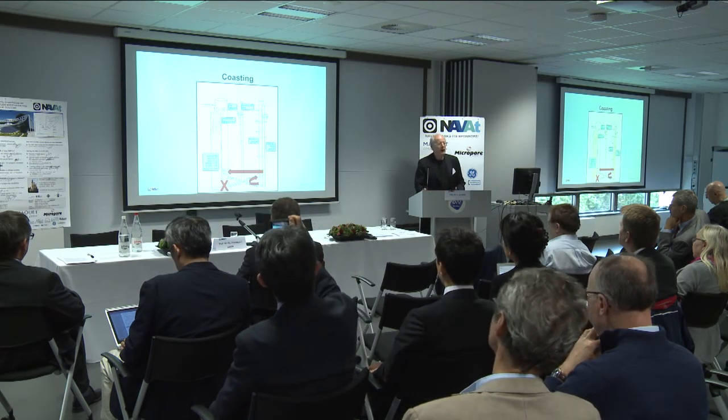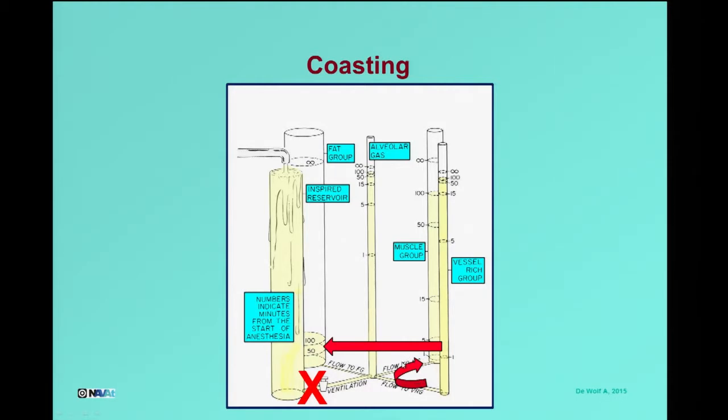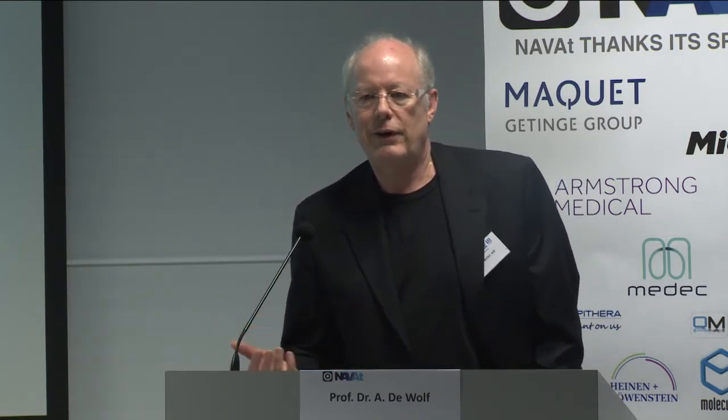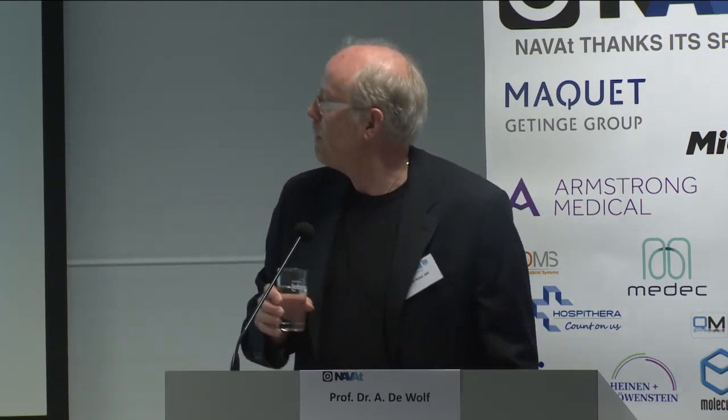So therefore I have to conclude that yes, during some part of the coasting it's clear that vapor moves from vessel-rich group to muscle group, but there also has to be a time during coasting that the vapor moves from vessel-rich group to the fat group. There is no other tissue group that can contribute to coasting than the fat group. So fat has to be involved in the coasting process.